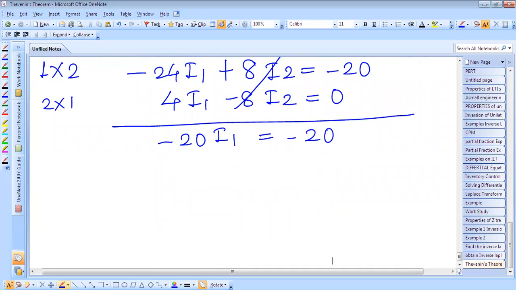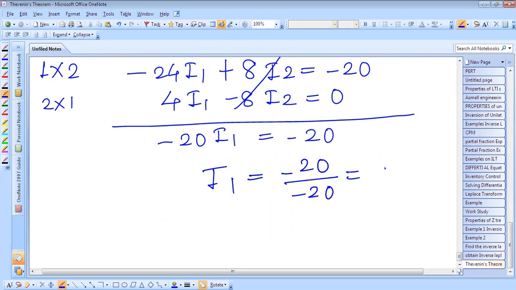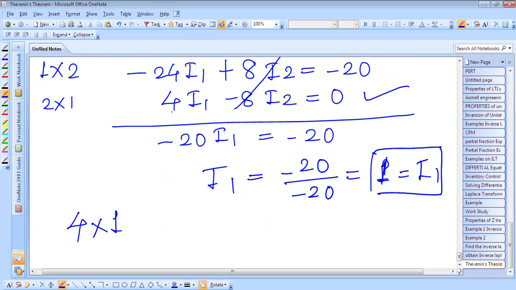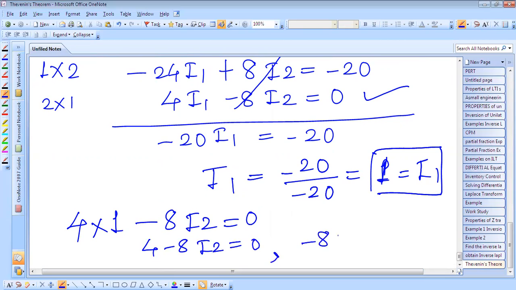So I1 is equal to, here we will get minus 20 by minus 20. So the answer is 1. So I1 is 1. Now find the value of I2. So you put this value of I1 in equation number 2, and we'll get the value of I2. This 4 minus 8I2 is equal to 0, and therefore 8I2 is equal to 4.